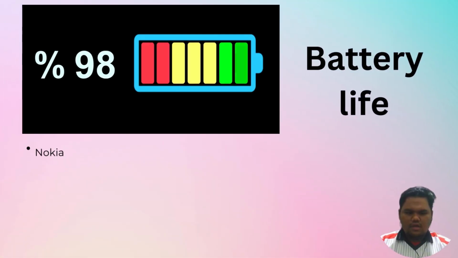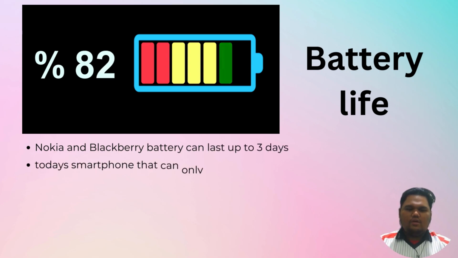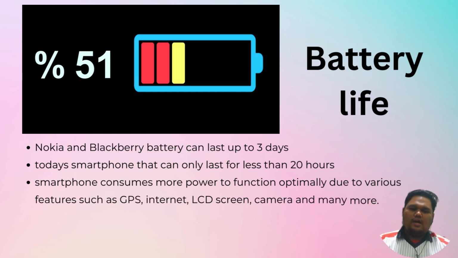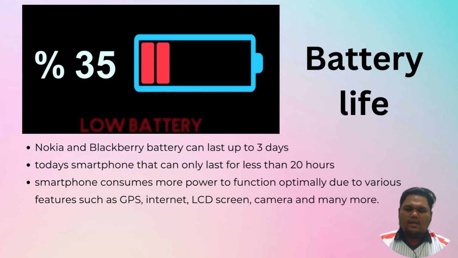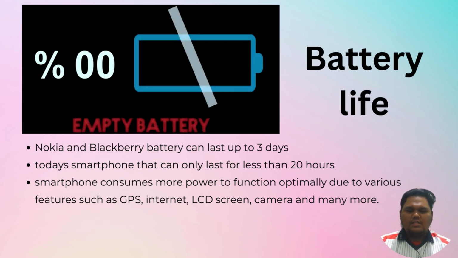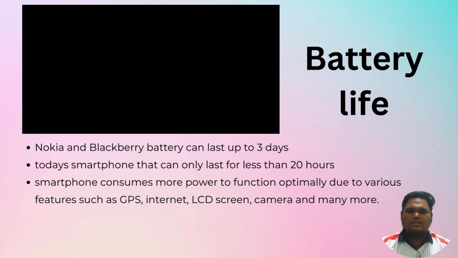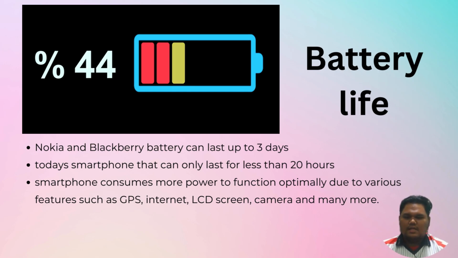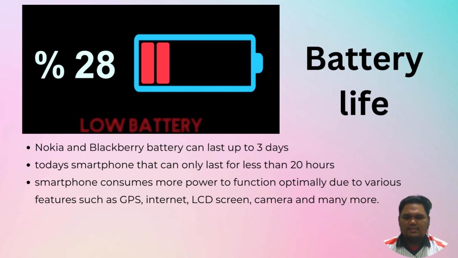The second pro for earlier phones is their battery life. Nokia and BlackBerry batteries can last up to 3 days. However, today's smartphones can only last less than 20 hours. This is because smartphones consume more power to function optimally due to the various features such as GPS, internet, LCD screens, camera, and many more.